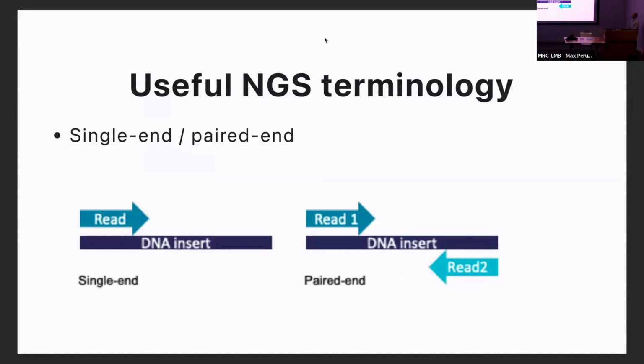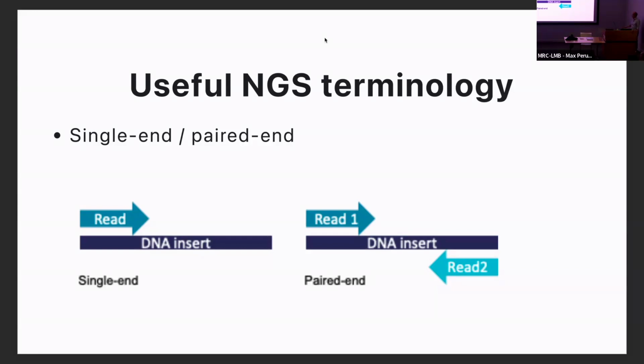I just wanted to introduce a couple of terms as well, which crop up endlessly whenever you talk about sequencing. There's single end and there are paired end sequencing reactions, or sequencing runs. With single end, you've got your DNA insert of interest, but the read that you get back will just come from one end. So it'll just be reading in this 5 to 3 direction.